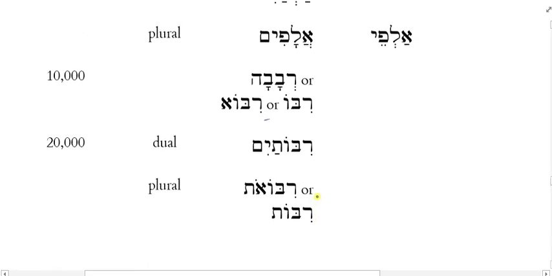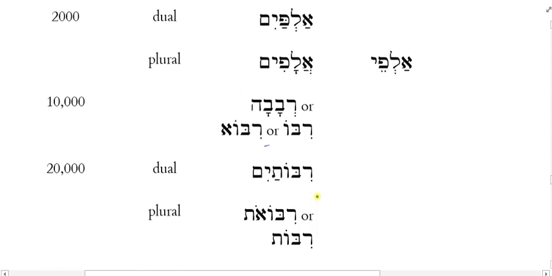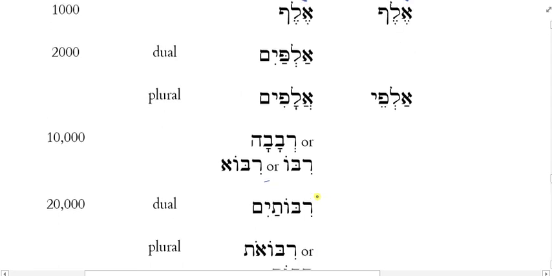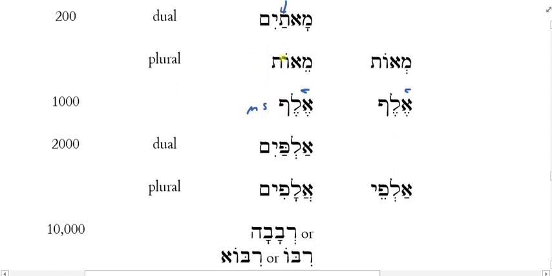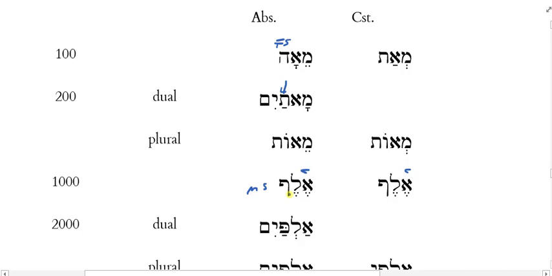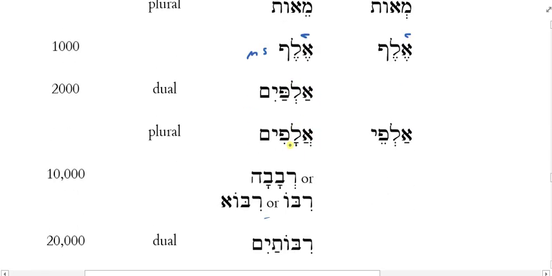Well, yeah, for 10,000, yes. So aleph is masculine singular. Okay, me'ah is feminine singular. That's why the plural form of 1,000 is im, right? Because aleph is masculine singular. When it's 100, the plural form is ot. It's feminine plural. All right.